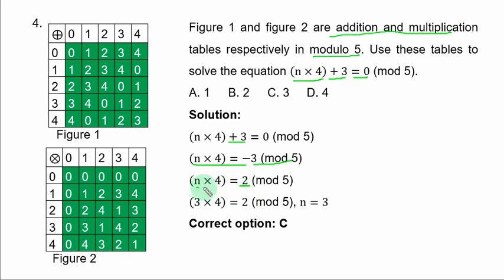Now we go to the multiplication table. So let's take this column for n and this column for 4. Now you look for where you have remainder of 2 in column 4, and that is somewhere here. If you trace it to the other side, you have 3. That means n is equal to 3. So 3 times 4 is equal to remainder 2 in modulo 5. N equal to 3. C is the correct option.